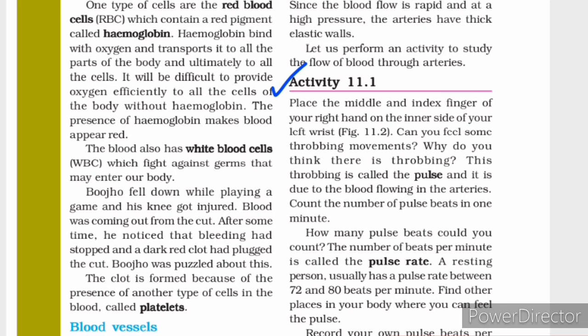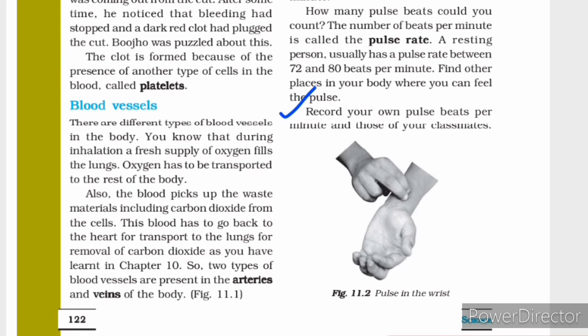Find other places in your body where you can feel the pulse. Record your own pulse beats per minute and those of your classmates. For performing this activity, you have to check your pulse. And how will you do that? For checking your pulse, you have to place the middle finger and the index finger of your right hand on the inner side of your left wrist, as shown in Figure 11.2.